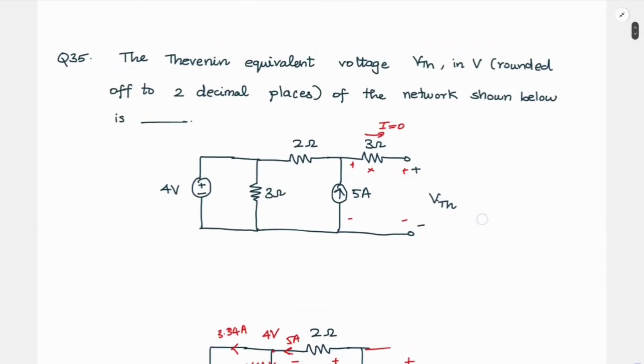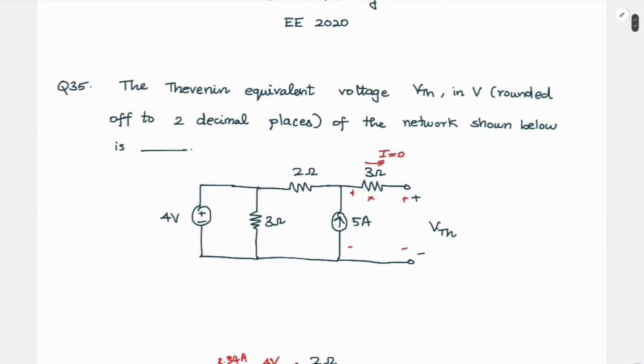So okay guys, so here anyway we got the answer as 14 volt, right? So round it off to 2 decimal places, so it is 14.00.